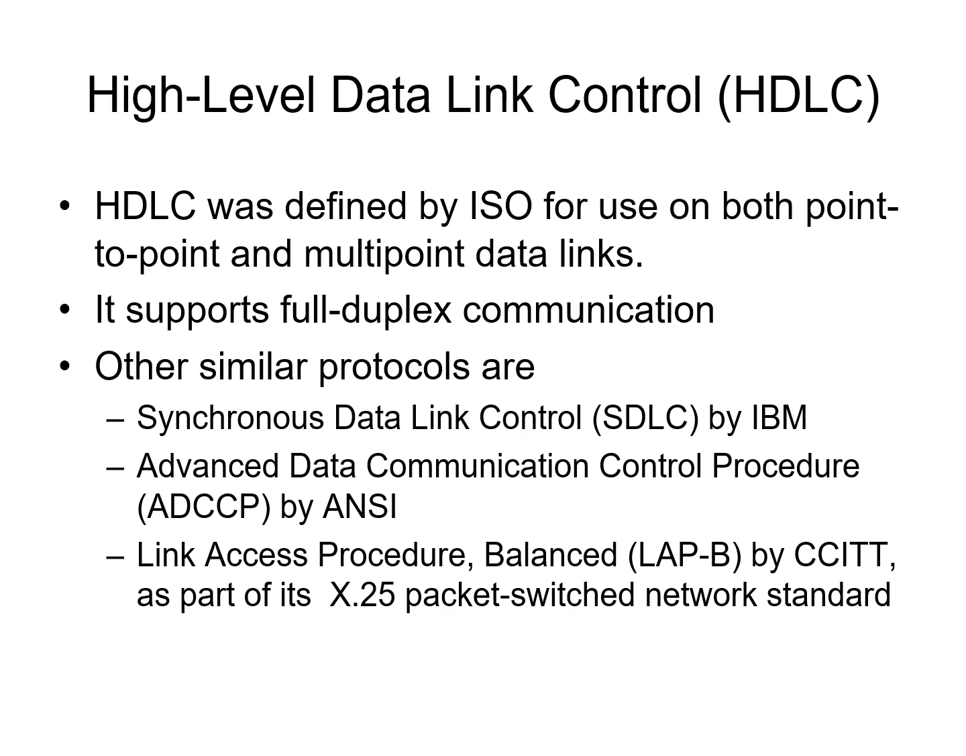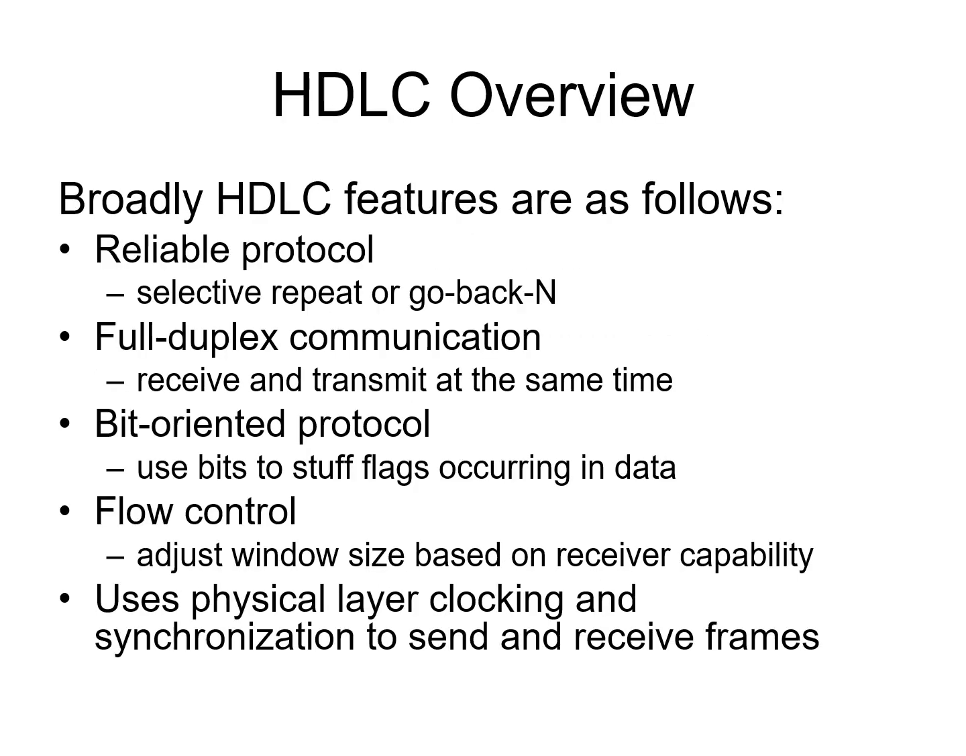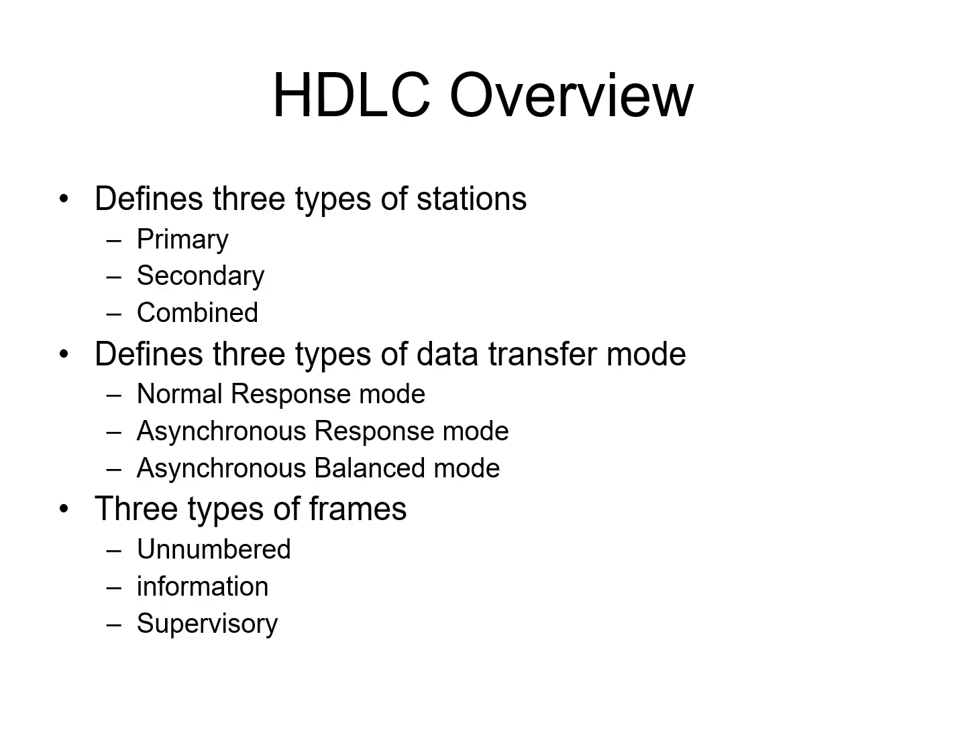To satisfy a variety of applications, HDLC defines three types of station: a primary station, a secondary station, and a combined station. The primary station has the responsibility for controlling the operation of the link. Frames issued by the primary are called commands. The secondary station operates under the control of the primary station. Frames issued by a secondary are called responses. The primary maintains separate logical links with each secondary station on the line.